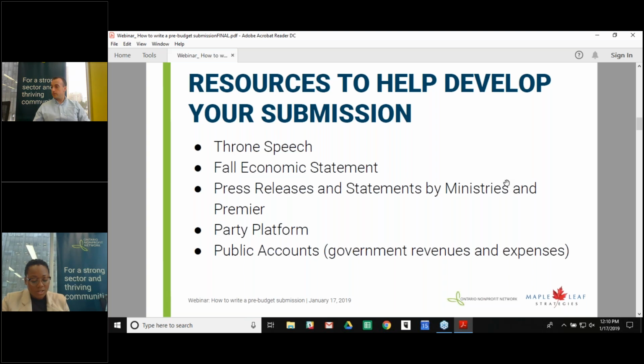In the case of party platforms, for example, it's actually good to look at the party platform from when Patrick Brown was formerly leader of the Ontario Conservatives. Looking at that plan, as well as these other documents, provides context and helps you understand the language the government is using and what their priorities are. John, I think you have some deeper tips on that.